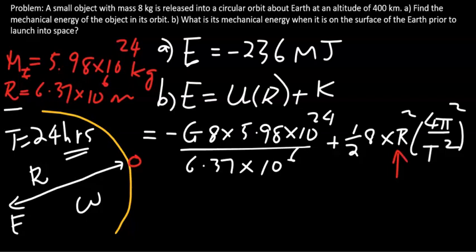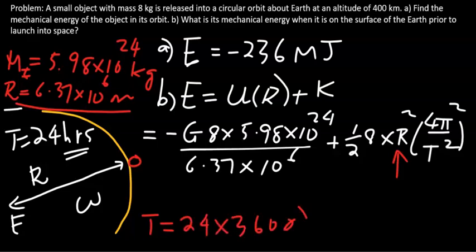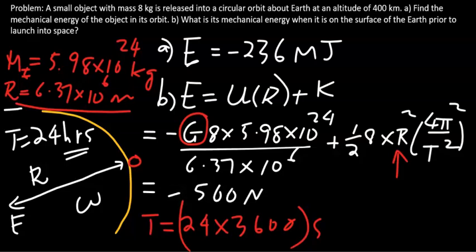R is given by that number, and if we change the period to hours, we get 24 hours times 3600 and in seconds. Using the value of the universal gravitational constant, which we already know, that above line would result in the following number, minus 500 megajoules. So that is the total mechanical energy of this object when it is on the surface of the Earth prior to launch.